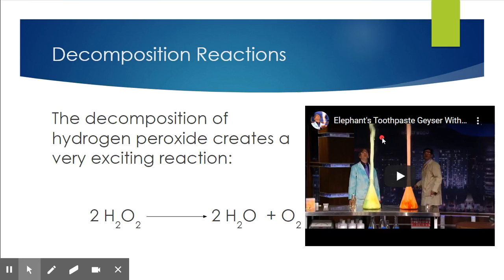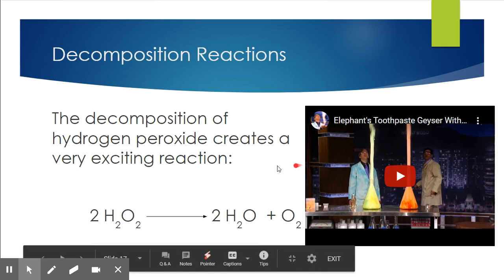Okay, now this is an example of a decomposition reaction. The decomposition of hydrogen peroxide creates a very exciting reaction. So go back to where you found the other videos and watch this elephant toothpaste video that Bob Flugfelder does on this show. Here's the reaction.